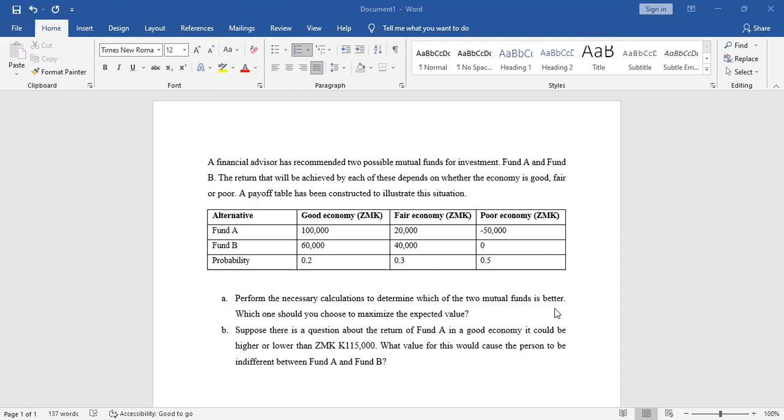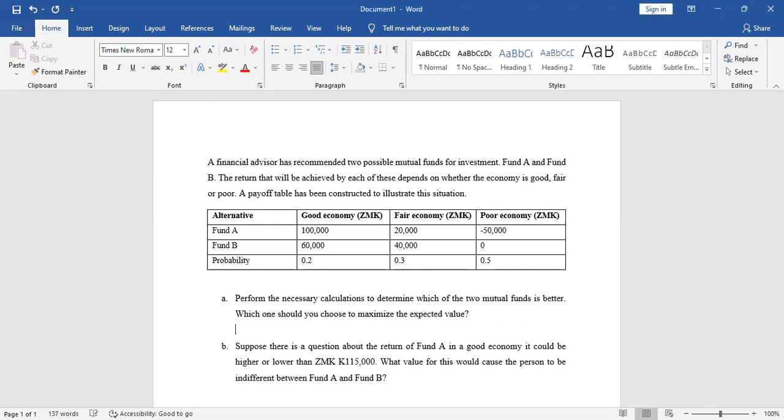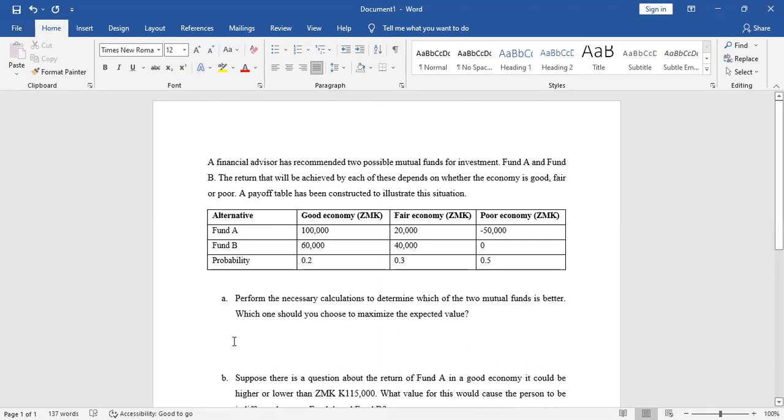So below there is a payoff table where we have the alternative whether to invest in Fund A or Fund B, and then there are probabilities attached to each market condition. There are three market conditions: the good economy, fair economy, and poor economy. The question goes: perform the necessary calculation to determine which of the two mutual funds is better. Which one would you choose to maximize the expected value? So here the examiner is just asking us to calculate the expected value. So how do we calculate the expected value?